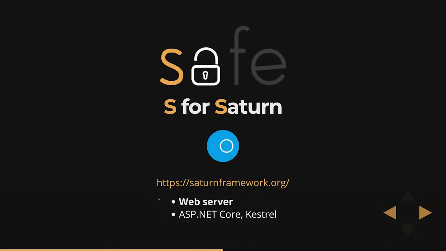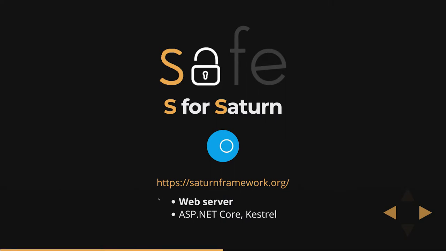So let's start decomposing the SAFE acronym letter by letter. And let's start from the first letter, S, which stands for Saturn. And Saturn is basically a web server or framework, if you like, which sits on top of ASP.NET Core and Kestrel. So we get all the benefits of speed of ASP.NET Core, which is pretty cool. But the key thing here is that you basically write your code in F-sharp for this web server. And you can think of it as a thin layer on top of ASP.NET Core.